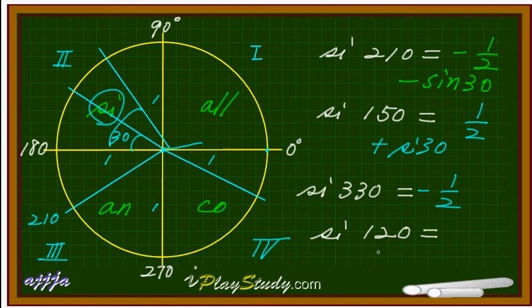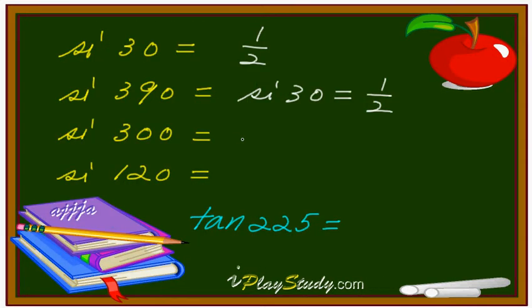Also, you have to decide the positive and negative. Sine right here, all sine co, all positive. That means this answer is positive. Then sine 60, not sine 30. Sine 60. We studied this one already. This one means square root 3 over 2. Period.